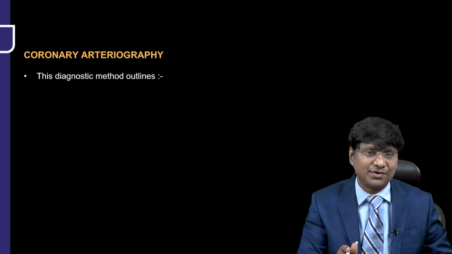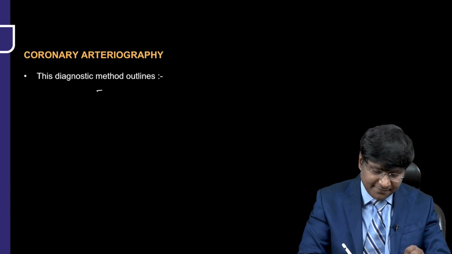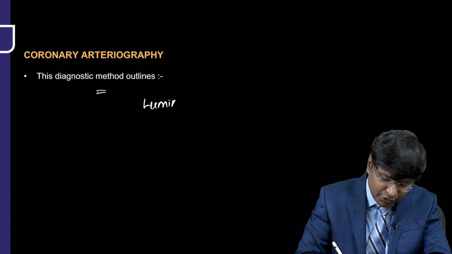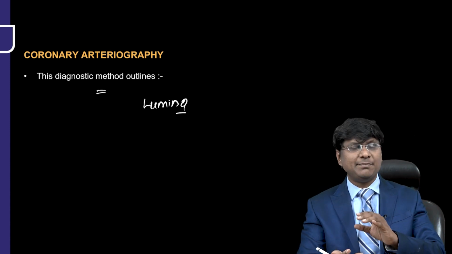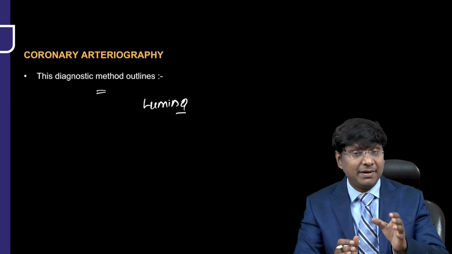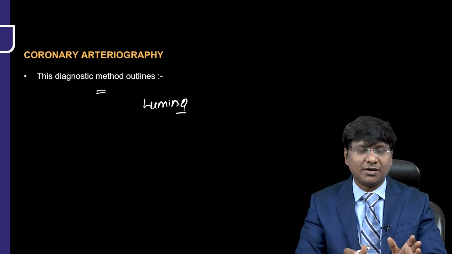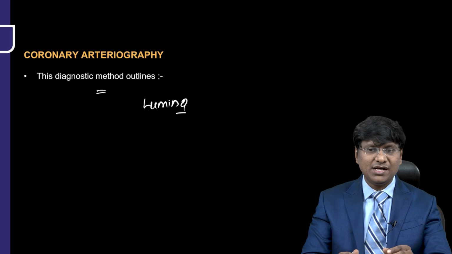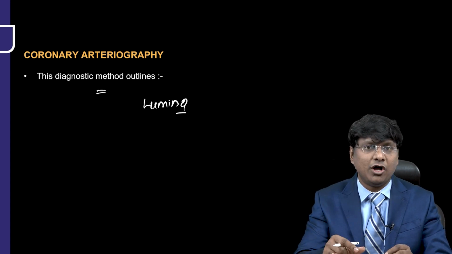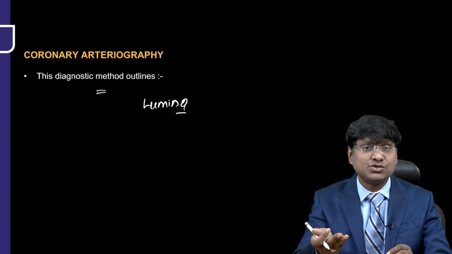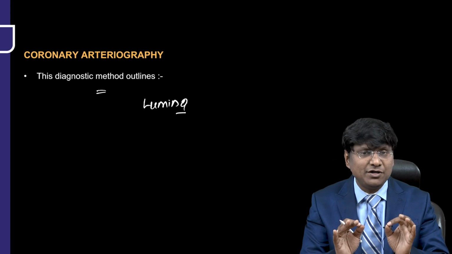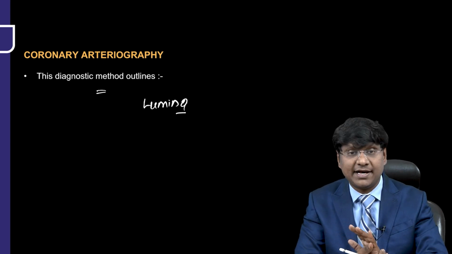The coronary arteriography will give you the picture of the lumina. In some elderly patients, the Agatston score may be very high, but the lumina will be absolutely normal. Why and how? Because the calcium which is being deposited is accumulated within the vessel wall. That is the reason why the Agatston score may be high but the lumen may be normal, and that assessment of the lumen can be done by the coronary arteriography.